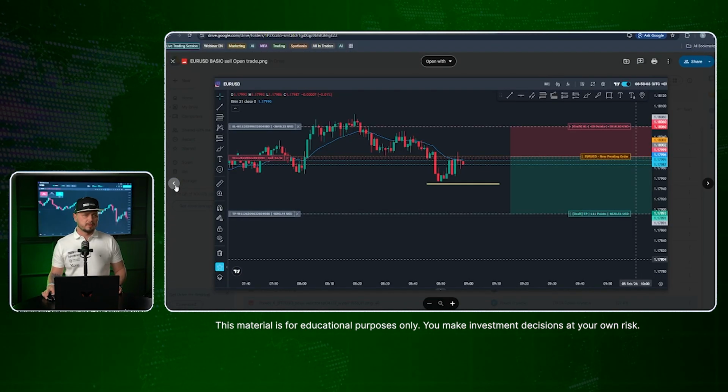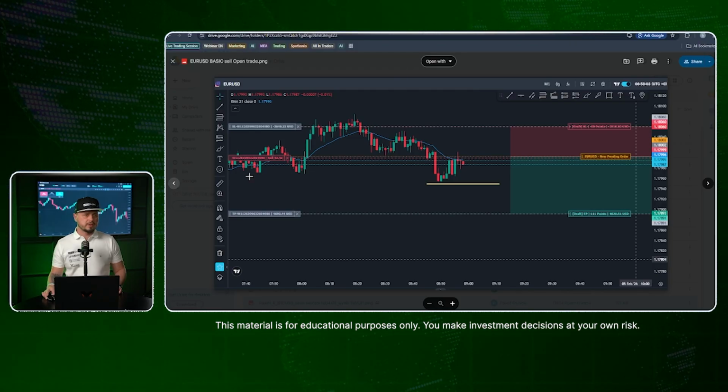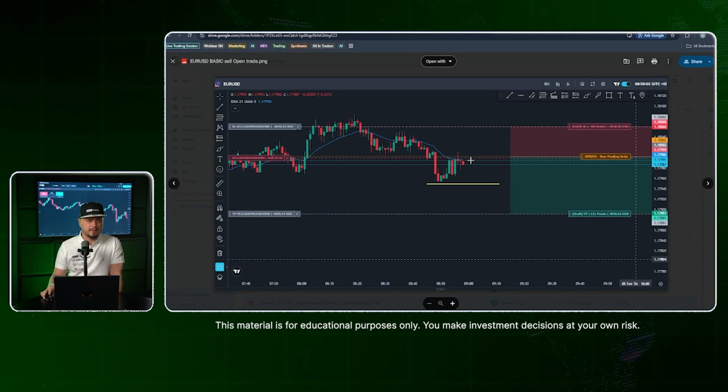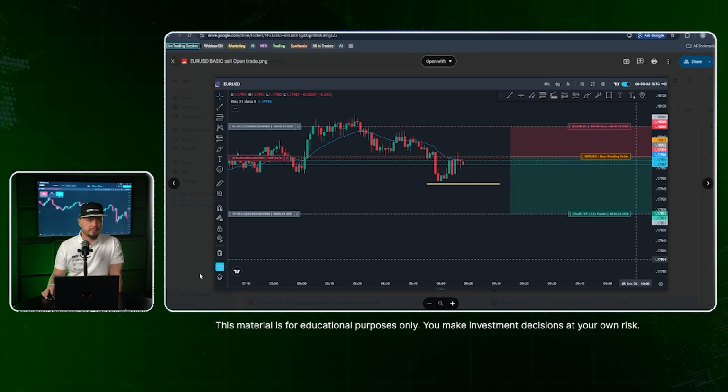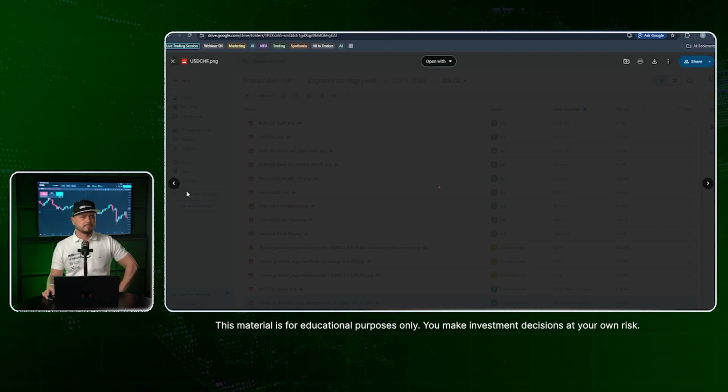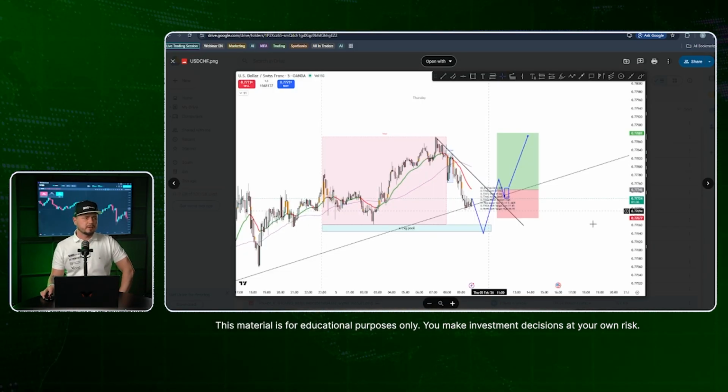Another one. This is Euro USD. Oh, this is my trade. Like I said, pending order was set over here, position activated, and full take profit down the bottom. Another one. Let's have a look.